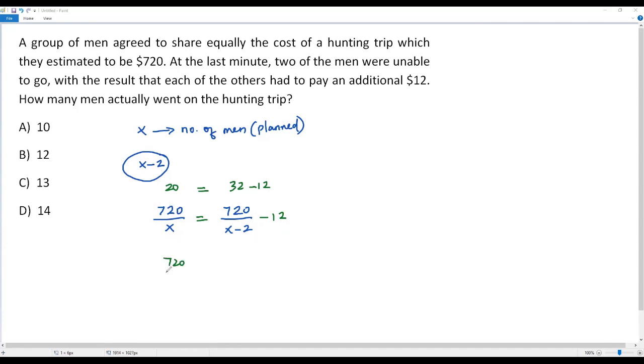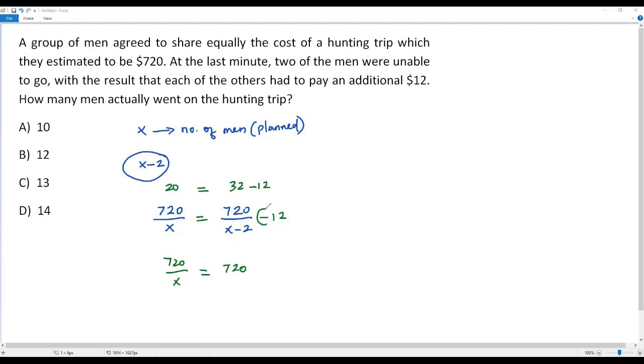Okay, let me continue. 720 over x equals, here it's an integer and a fraction. We do subtraction between a fraction and an integer. Whenever I want to do addition or subtraction between a fraction and an integer, I have to multiply the integer by the denominator of the fraction. Once I'm done with this multiplication, I can take this x minus 2 as a common denominator. Okay, now let me do it.